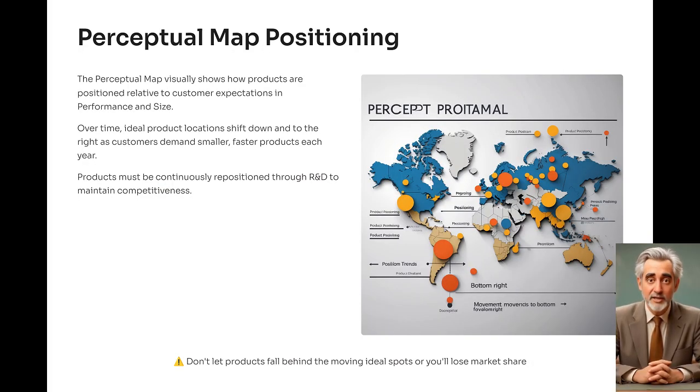Perceptual Map Positioning. Turn to the Perceptual Map page. This visual shows how products are positioned relative to customer expectations in performance and size. Important note: over time, ideal product locations will shift down and to the right. Why? Because customers demand smaller, faster products each year.